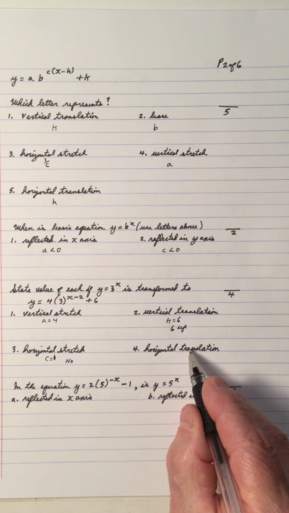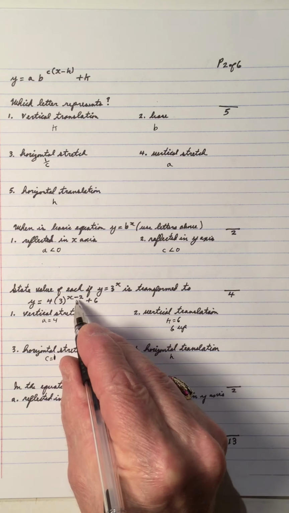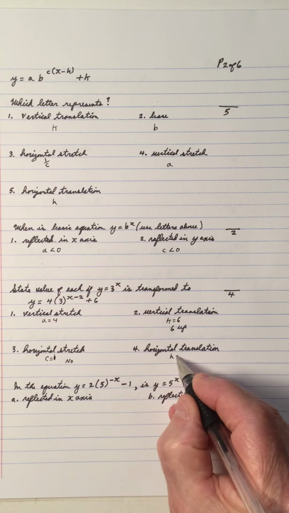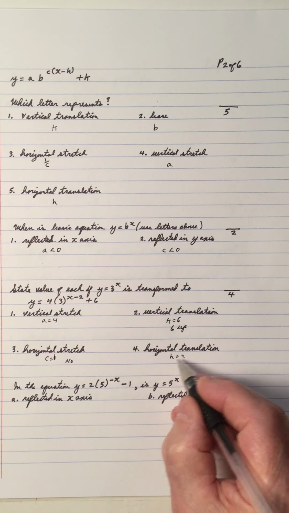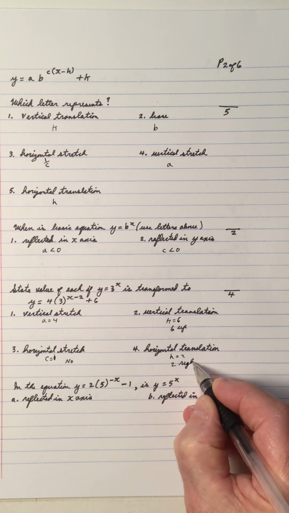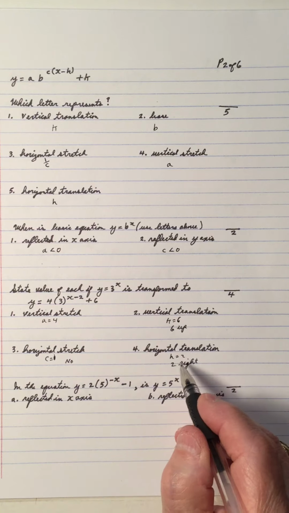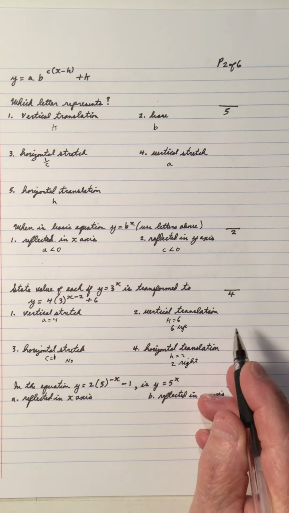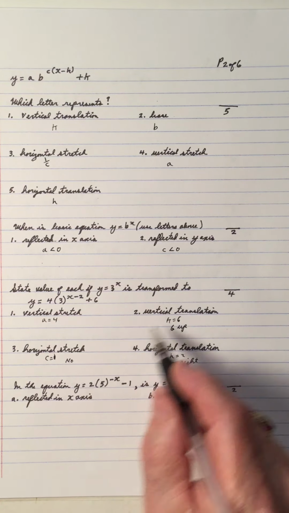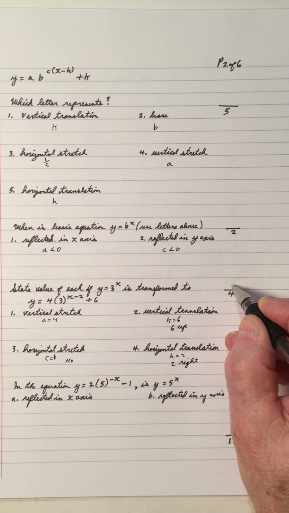The horizontal translation is related to the h, and the h in this equation is the opposite. So h is 2, so the horizontal translation is 2 units right. So all points in the basic equation are moved 2 units to the right. There's a mark for each of these, so give yourself 4 marks if you have them all right.